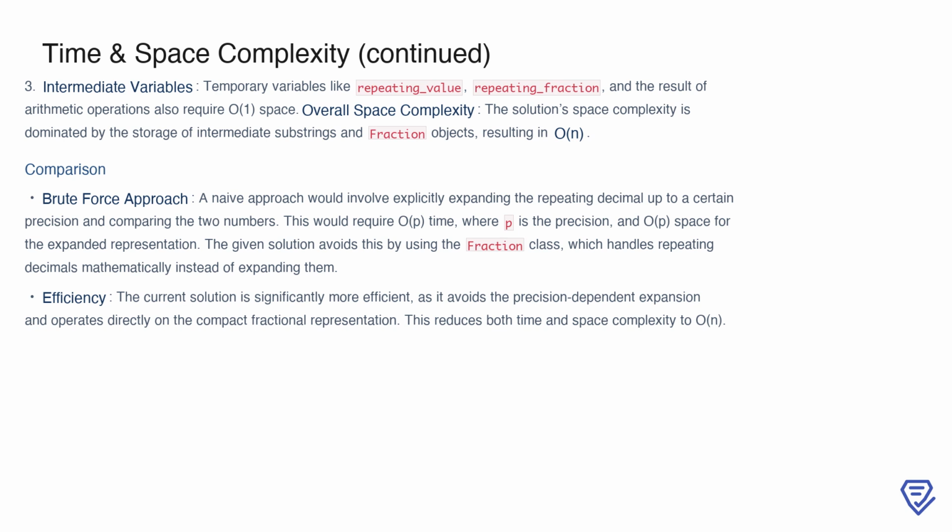To put this into perspective, we can compare this solution to a brute force approach. A naive method might involve explicitly expanding the repeating decimal up to a certain precision and then comparing the two numbers digit by digit. This approach would require O(P) time and O(P) space, where P represents the precision of the expansion. In contrast, our solution avoids this inefficiency by leveraging the fraction class. Instead of expanding the decimals, we handle them mathematically using compact fractional representations, reducing both time and space complexity to O(n).